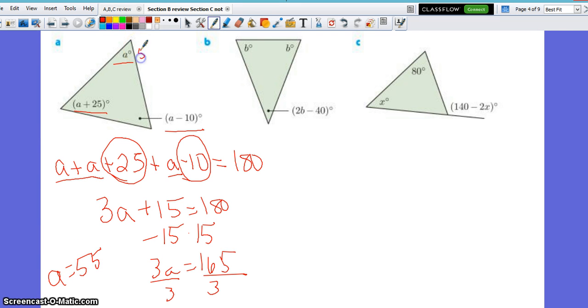So this right here is 55 because that's what we know A is. 55 plus 25 is 80. And 55 minus 10 is 45. Now let's look right here.